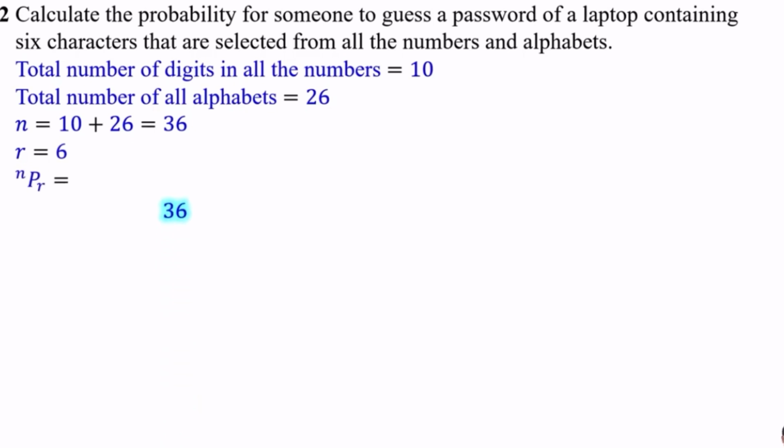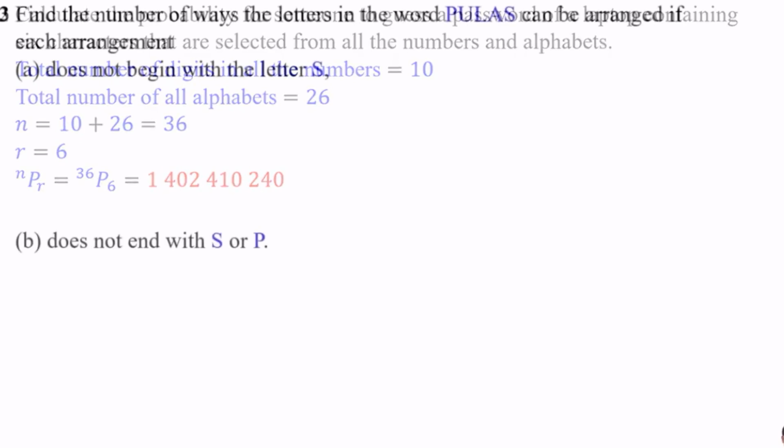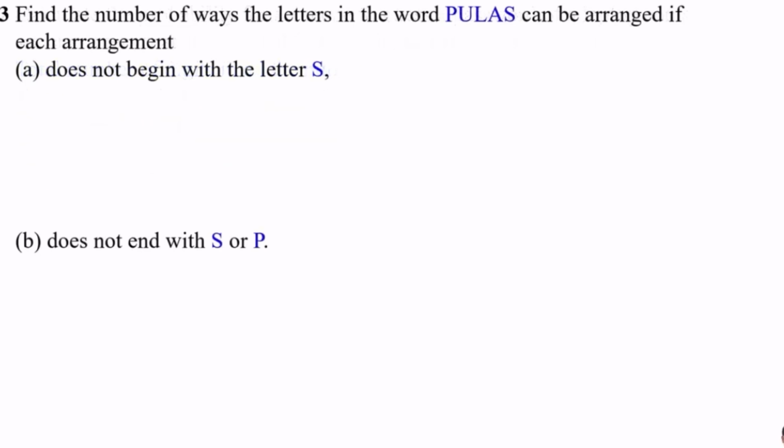Okay, so characters means that we can have digits and alphabets. So that means out of 26 plus 10, which is 36, we are going to arrange in order, permutation, for the password. Right, 36P6. So the answer is 1,402,410,240. But that is actually the number of ways. It's not the probability, right? So the probability will be, you have to take 1 out of the total number of ways.